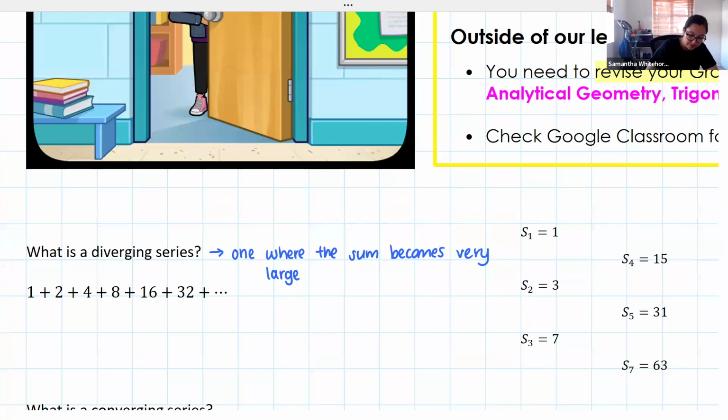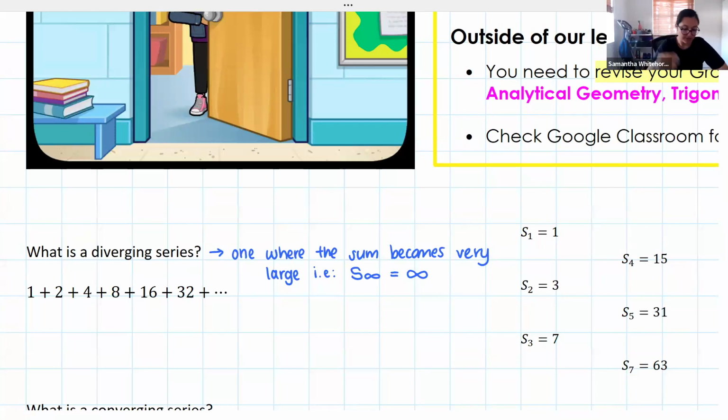And basically what we mean there is that as we start to find the sum to infinity, so as we find the sum of more and more and more terms, what actually ends up happening is that we get closer to infinity. Now, this is actually not the one that we work with a lot, but it is important to know what a diverging series is. So a diverging series, as we start to find the sum of more and more terms, our sum just gets bigger and bigger and bigger. And so it actually just starts getting closer and closer to infinity.